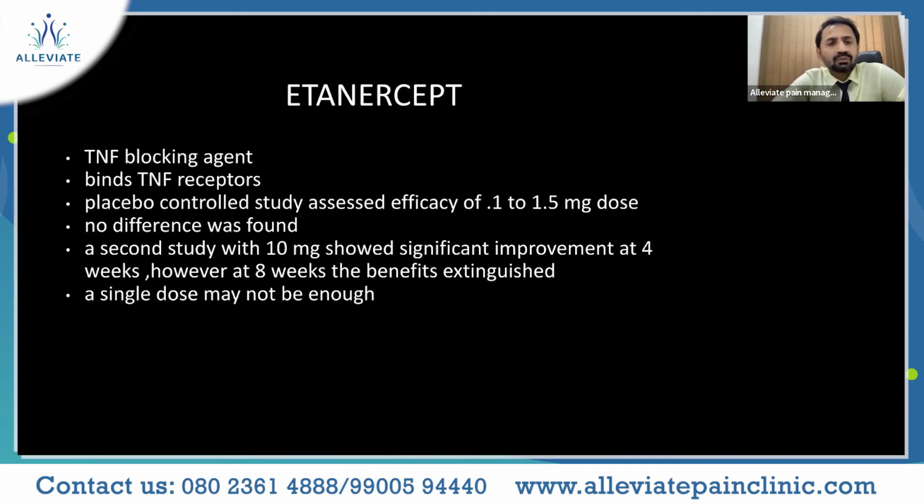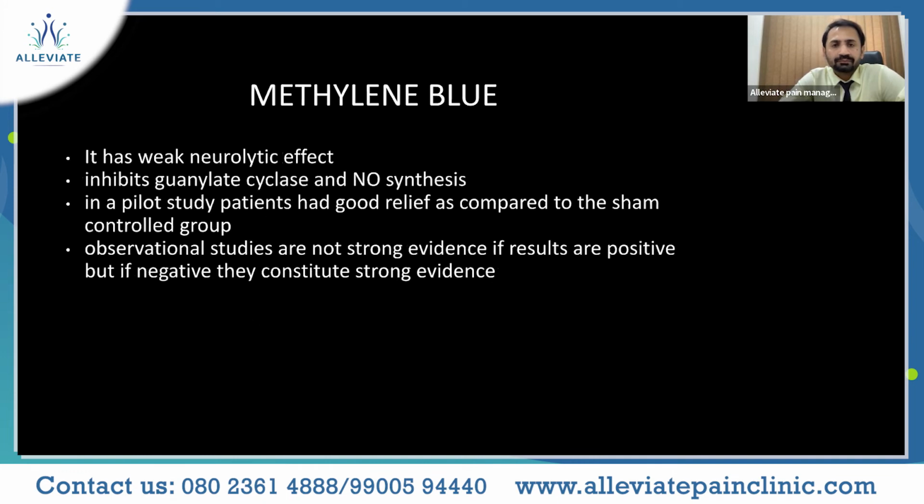Etanercept, a tumor necrosis factor blocking agent, binds tumor necrosis factor receptors, and tumor necrosis factor is produced by macrophages. A placebo-controlled study assessed the efficacy of a 0.1 to 1.5 milligram dose. No difference was found. A second study with 10 milligram showed significant improvement at 4 weeks. However, at 8 weeks, the benefit extinguished. A single dose may not be enough.